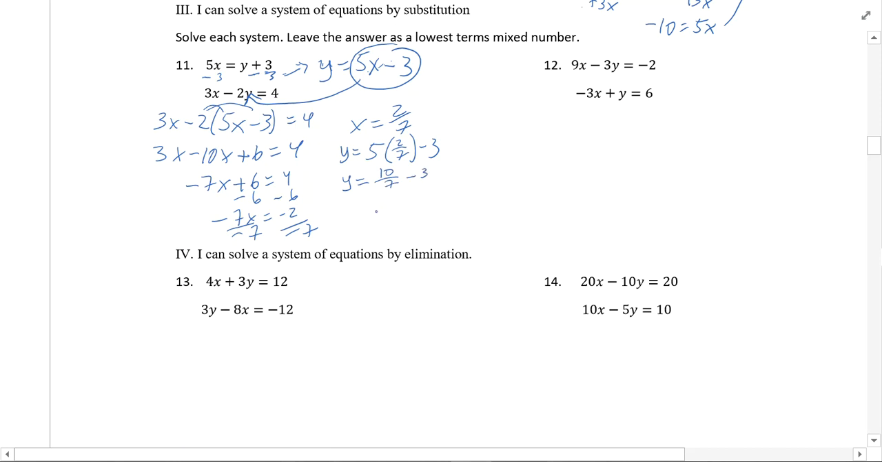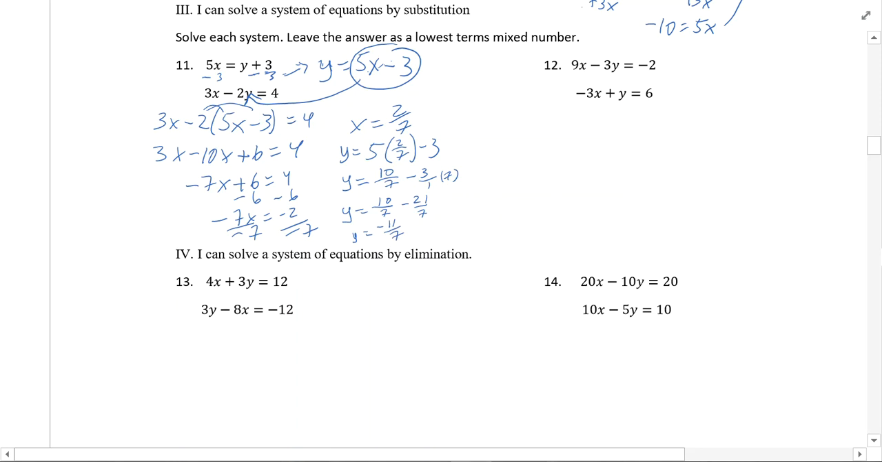And now remember, in order to add or subtract fractions, they have to have a common denominator. So remember, there's a 1 underneath here. So the common denominator I want is 7. So I get y equals 10/7 minus, if I multiply 7 to the top and to the bottom, 21/7. So 10/7 minus 21/7 is going to give me y equals -11/7.